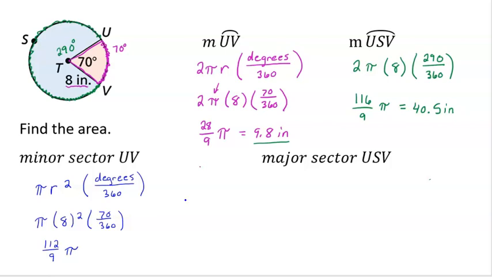For our major sector, it's going to be very similar. We have pi times that 8 squared times that 290 over 360. And that should be the rest of the area. So if I found the area of the entire circle, I could subtract what I got for the minor sector to find the major sector in this particular case.